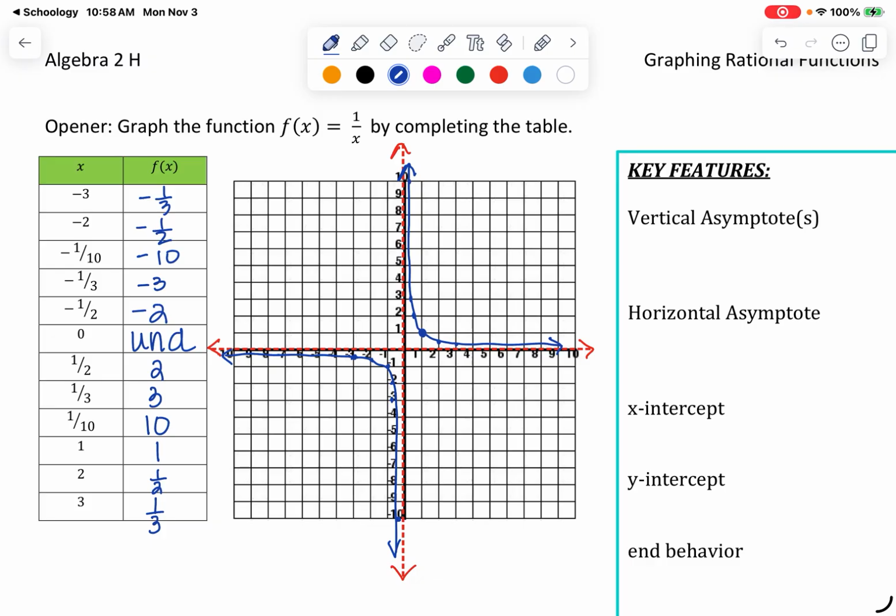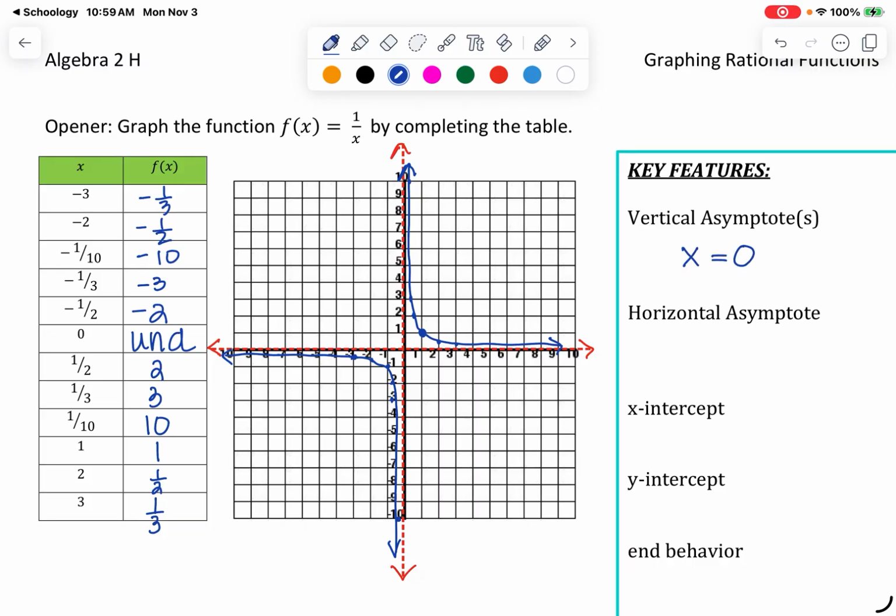And then let's talk about these key features here. So if you need to pause the video to fix yours or to add in your asymptotes, that's what the vertical and horizontal dashed lines are, then please do so, and we'll talk about those. All right, so first off, let's talk about the key features of this graph. So first off, we have a vertical asymptote at x equals 0.